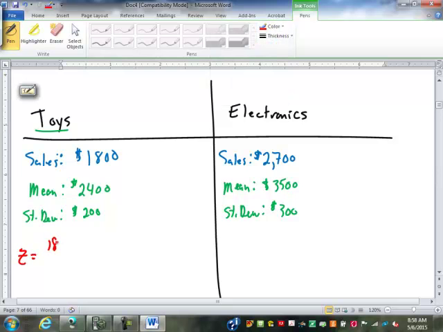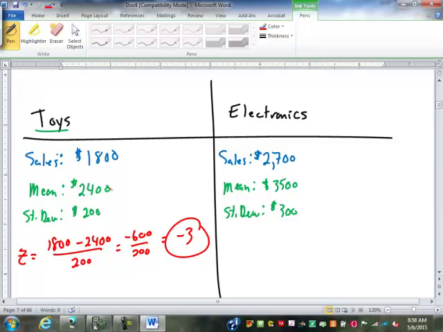So this one, 1,800 is their sales minus the mean of 2,400 divided by a standard deviation of 200. So that's a negative 600 divided by 200 is a negative 3. What's that negative 3 stand for? It's very bad. It's negative, so you're below the mean, and your sales are a good thing, so you'd rather have a high score, right? It's negative, so you're below the mean. Negative 3 means you are 3 standard deviations below the mean.